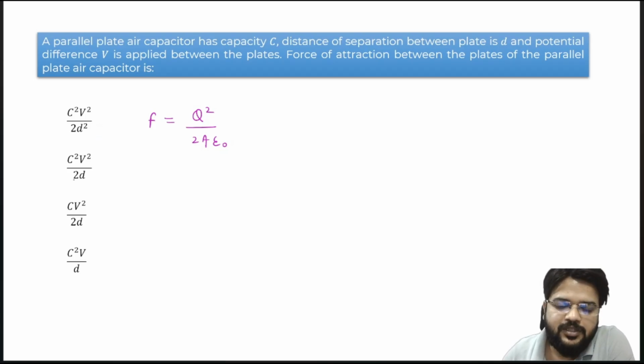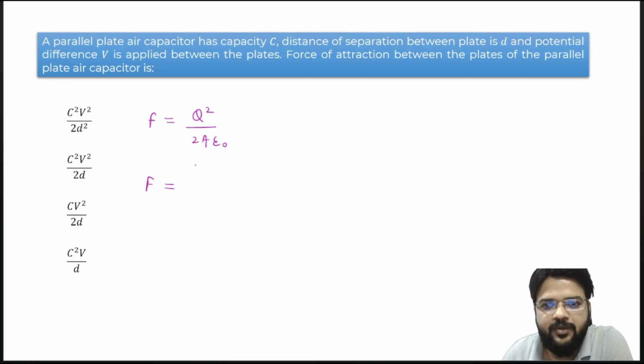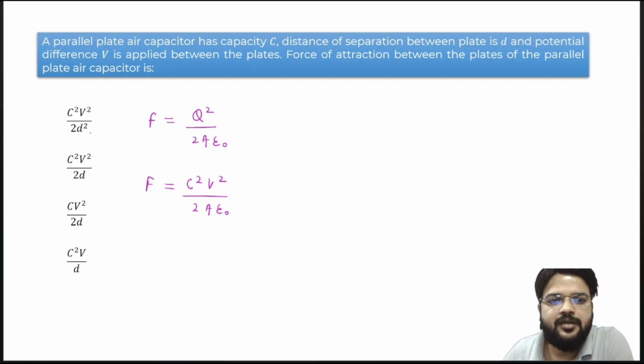And if we look at these options, here in the options Q is not given. Here we have C and V. So we know one thing, Q can be written as CV, correct? So here F equal to, if I put Q equal to CV, then we have C square V square by 2A epsilon naught. And in the denominator, if you look, D is present in the option.